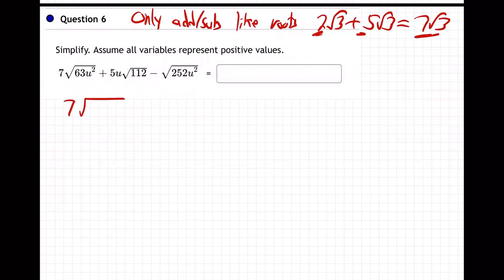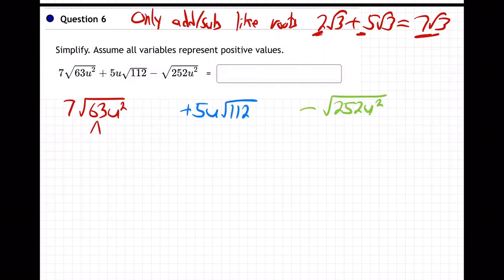So 7 square root of 63u squared. I'll put the first one, then the second one I'll put over here, plus 5u square root of 112. And then the third one is minus square root of 252u squared. Okay, so we're going to simplify all 3 of these.